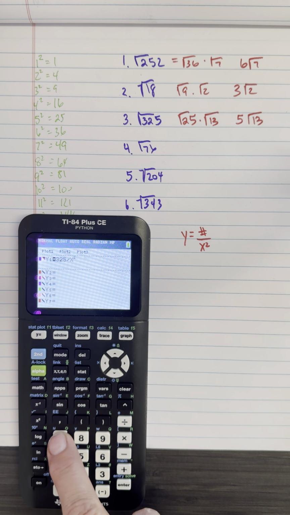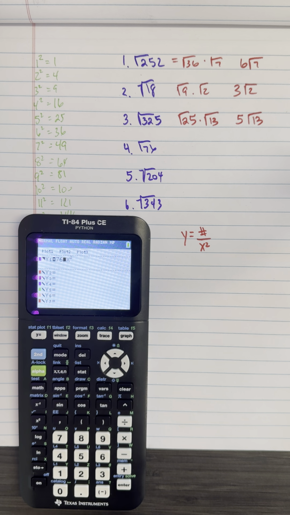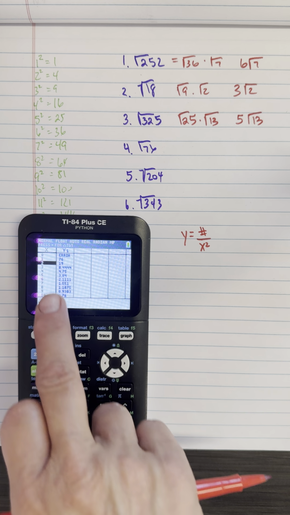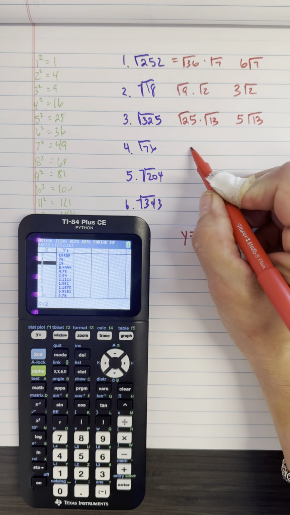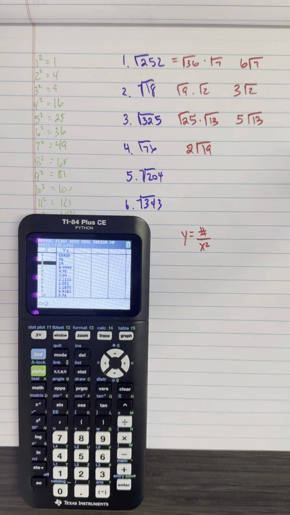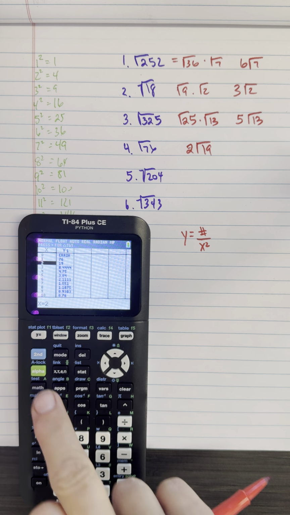So 76 divided by x squared, 2 on the square root of 19. 19 is not reducible. There's not a perfect square in 19.